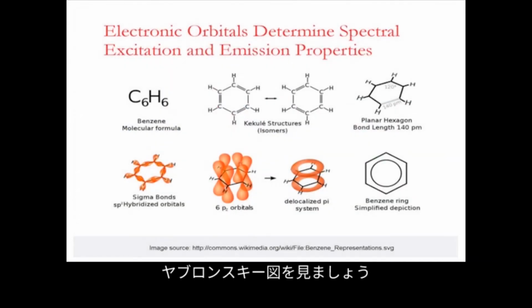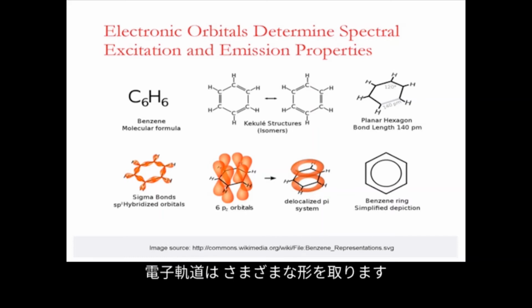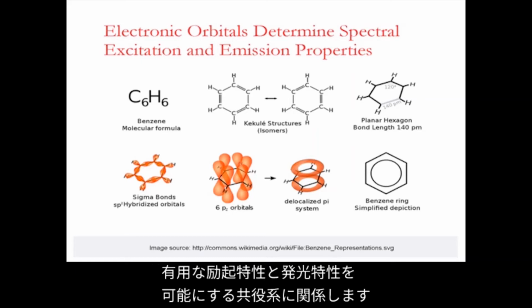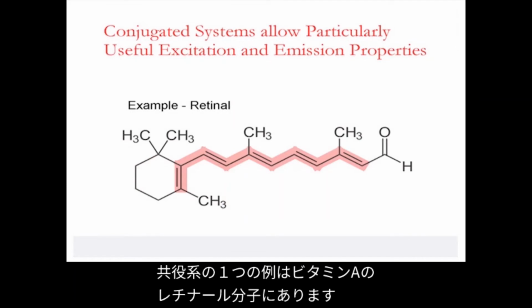It was understood from the Jablonski diagram that electronic orbitals determine excitation and emission characteristics of fluorophores and quenchers. Electronic orbitals come in many different shapes, and the benzene molecule is useful to illustrate some of them. The electronic orbitals include sp and p orbitals. Of particular interest to us is the delocalized pi orbital that contributes to conjugated systems that allow particularly useful excitation and emission properties.